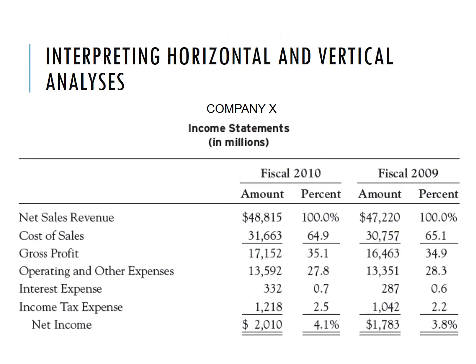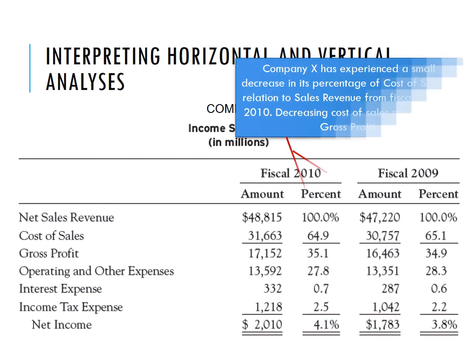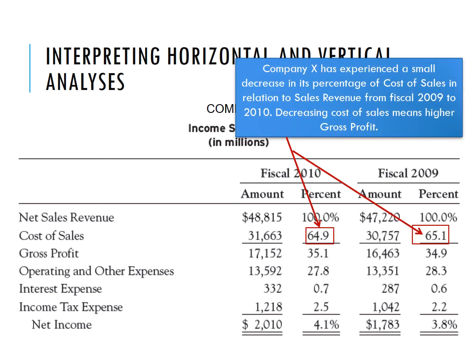So next, we're going to look at Company X's net income or income statement. And when we go through this, what we can see is that Company X has experienced a small decrease in its percentage of cost of sales in relation to sales revenue from fiscal year 2009 to 2010. And when you see a decrease in the cost of sales, or some people also call this the cost of goods sold, the COGS, then this usually means that you're going to have a higher gross profit.